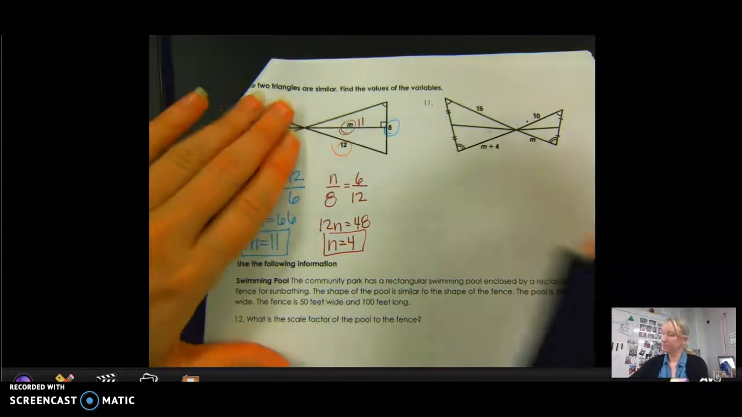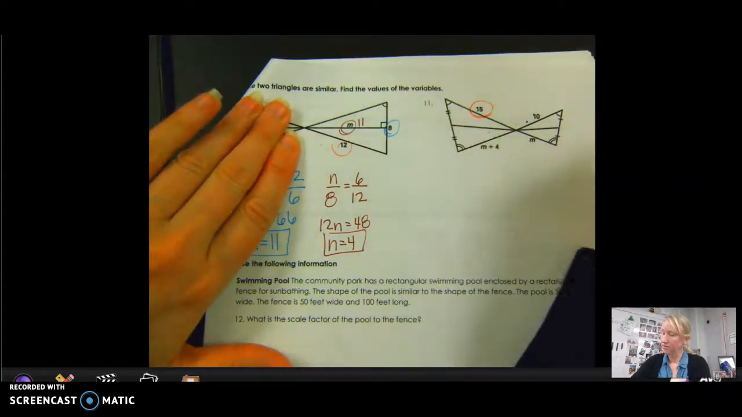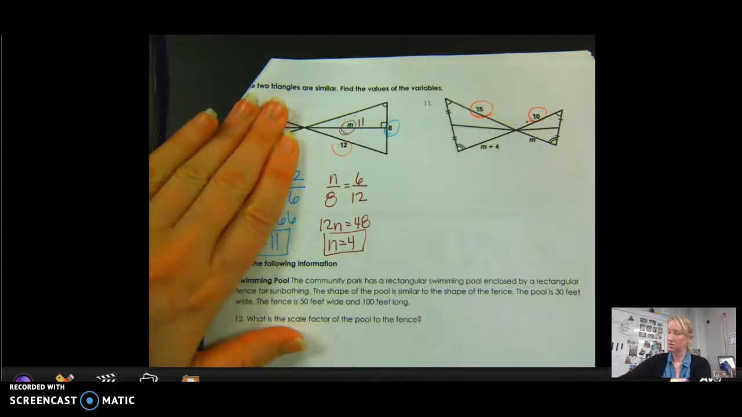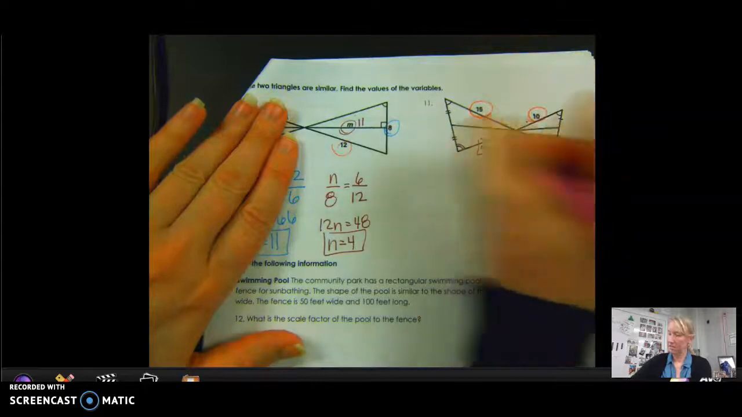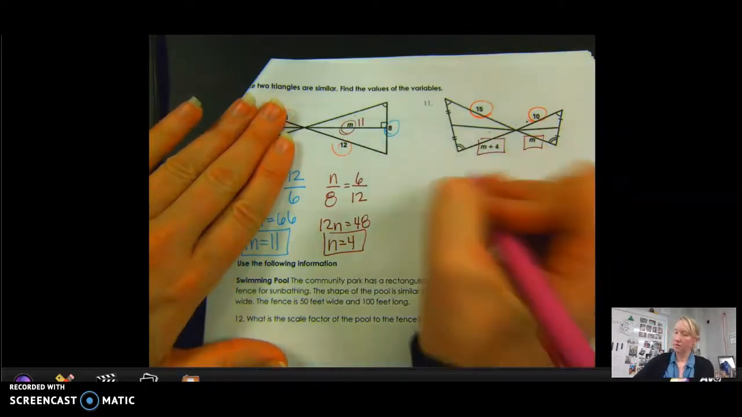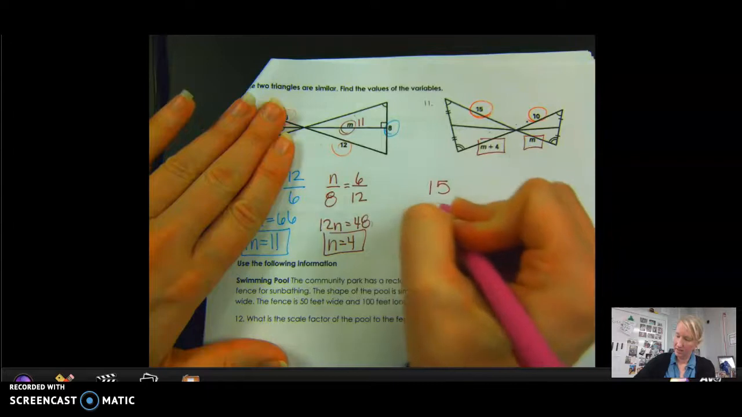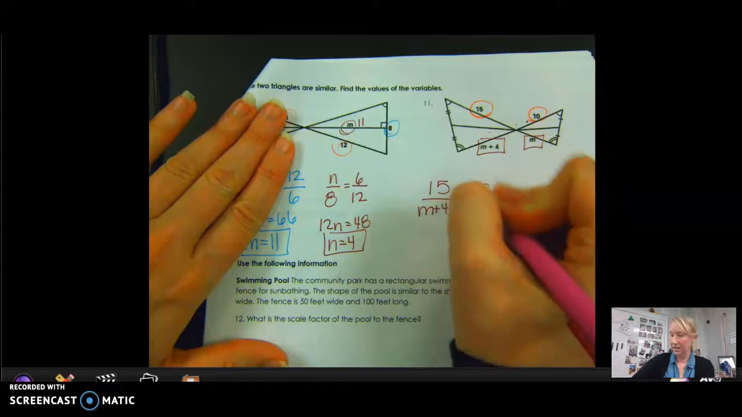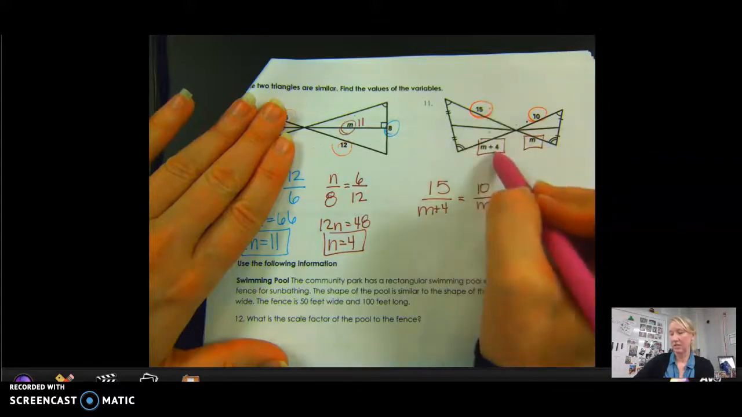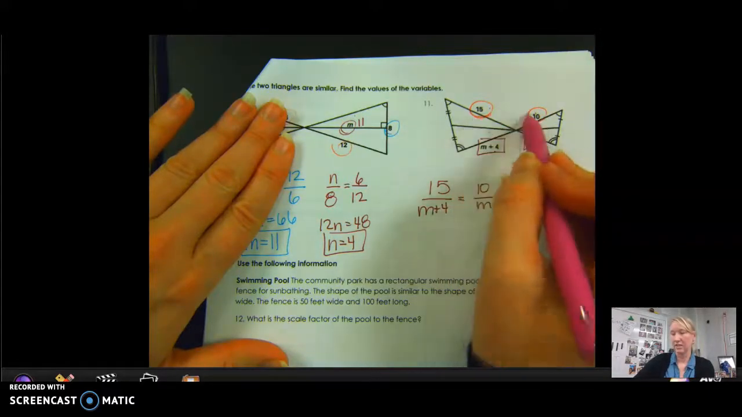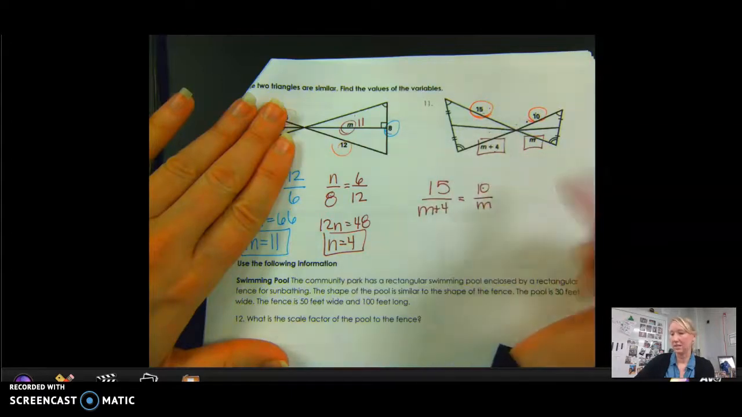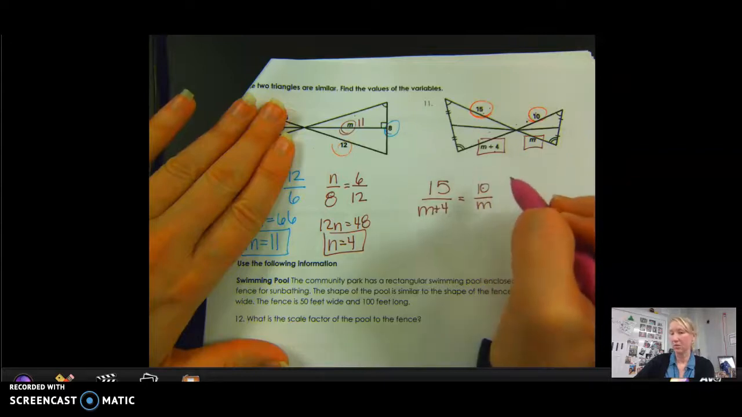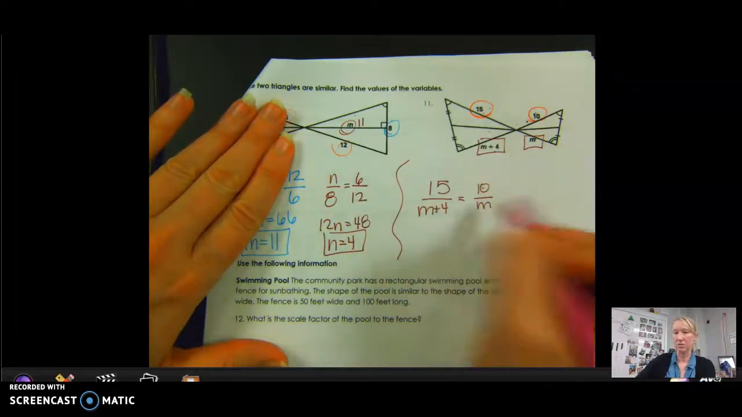Same process over here. Now, though, 15 actually matches up with 10, because if we have one angle, and this guy matches up with this guy. So I'm going to do 15 over, this time I'm going to do m plus 4 equals 10 over m. So this over this equals this over this. 15 and 10 should be across from one another because they are representing the same spot on either triangle. Again, you could set this up multiple different ways, but your diagonal things should be the same as mine.